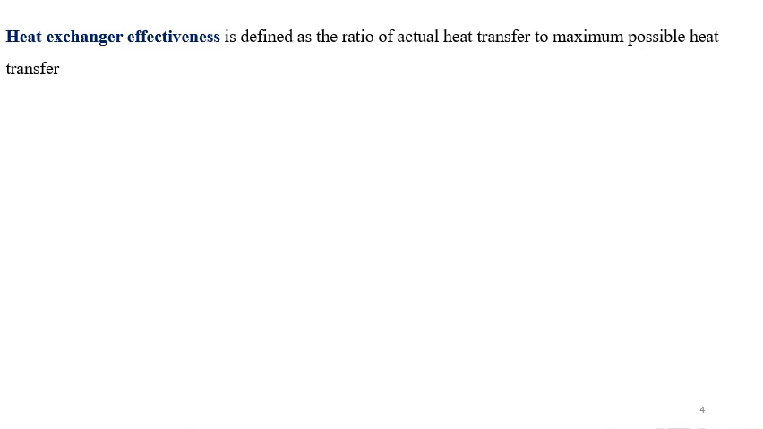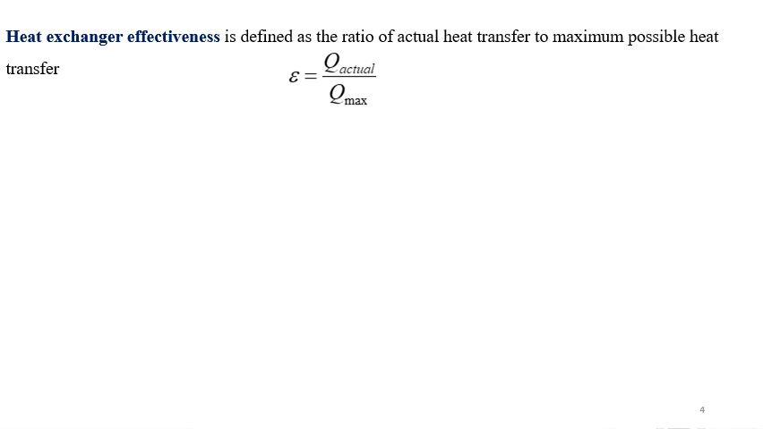So heat exchanger effectiveness is defined as the ratio of actual heat transfer to maximum possible heat transfer. It is a dimensionless parameter, defined as the ratio of the actual heat transfer rate Q actual by the heat exchanger to the maximum possible heat transfer rate Q max. So it is expressed as effectiveness is equal to Q actual by Q max.